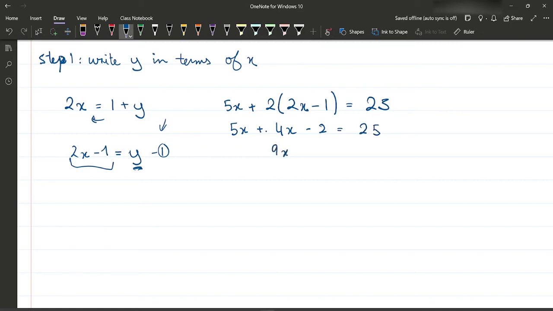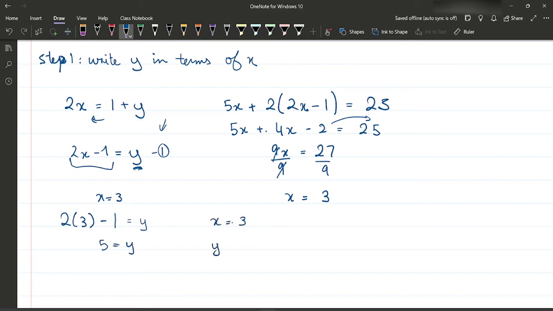This gives us 9x, and the 2 can go to the other side and add on to the 25, which gives us 27. Now we can divide on both sides by 9, and we get x equals 3. Since x is equal to 3, what is y equal to? We can just substitute 3 into this equation and say 2 times 3 minus 1 is equal to y, which is 5. So x equals 3, y equals 5. This is our answer to both of the equations.